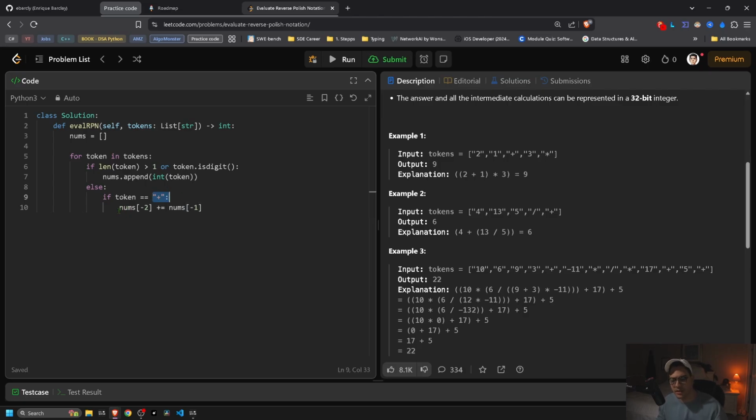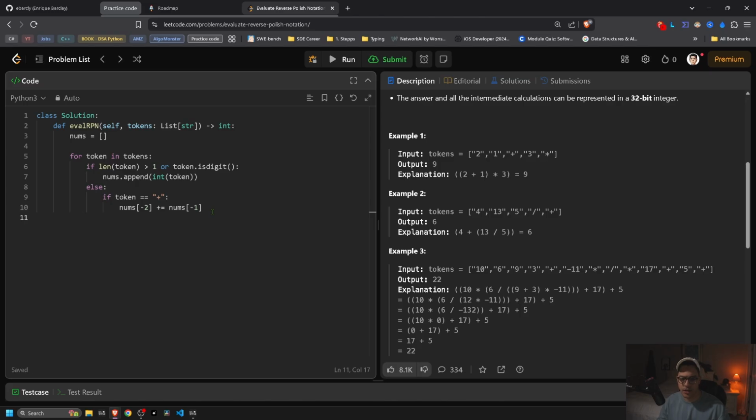Great. So we have a sum here. We determined this is a sum, so we go ahead and add it. This is very, very convenient in Python, the fact that we can iterate backwards, calling the negative indexes. We can grab that number at -2, that number at -1, and basically plus equal, that's our result. Great.